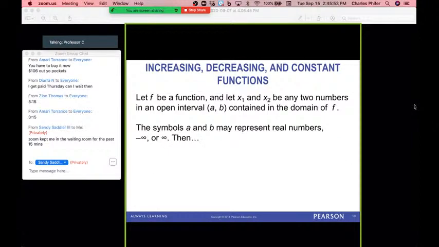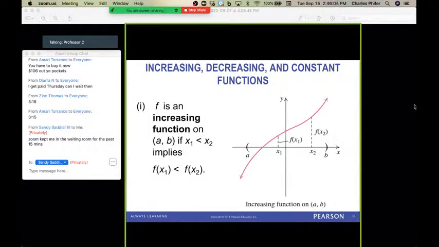So let f be a function and let x1 and x2 be any two numbers on an open interval. Then the symbols a and b may be represented by real numbers, negative infinity or positive infinity. Then we have the following. This is the notion of what we mean by an increasing function. So we say f is an increasing function on an open interval (a, b) if whenever x1 is less than x2, this implies that the corresponding y values satisfy f of x1 is less than f of x2. So the simple explanation is increasing means as we trace the graph left to right, it goes up.